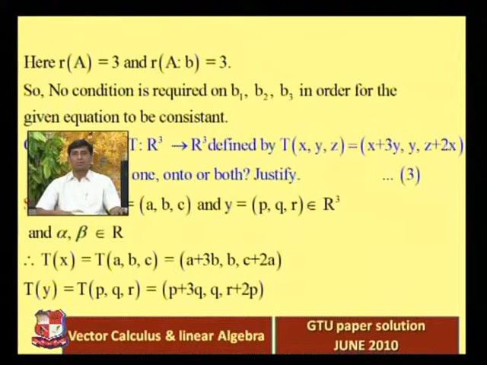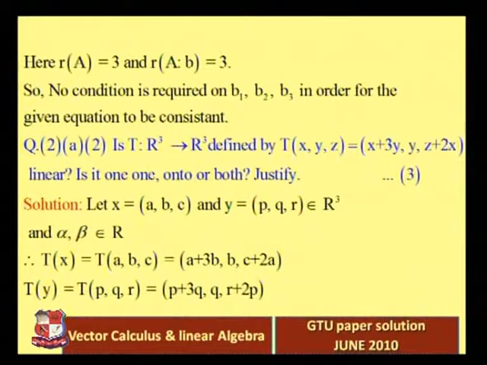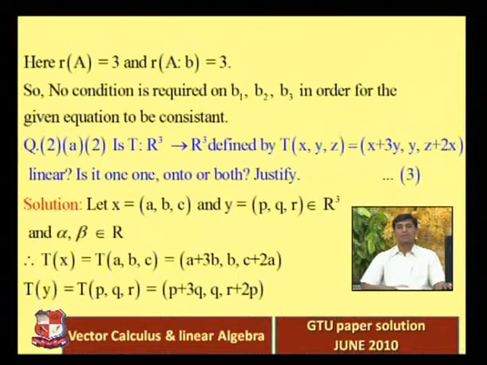So here the rank of A is equal to 3 and the rank of the augmented matrix A|B is also 3. So no condition is required on b1, b2, b3 in order for the given equations to be consistent, because the rank of A and the rank of A|B are the same.